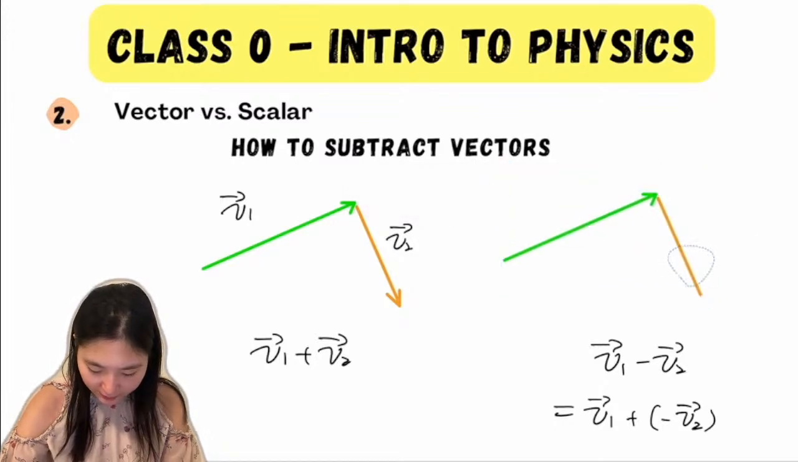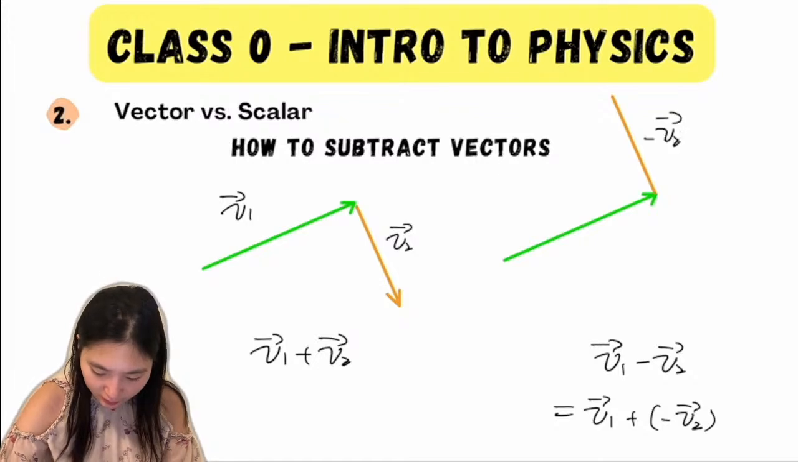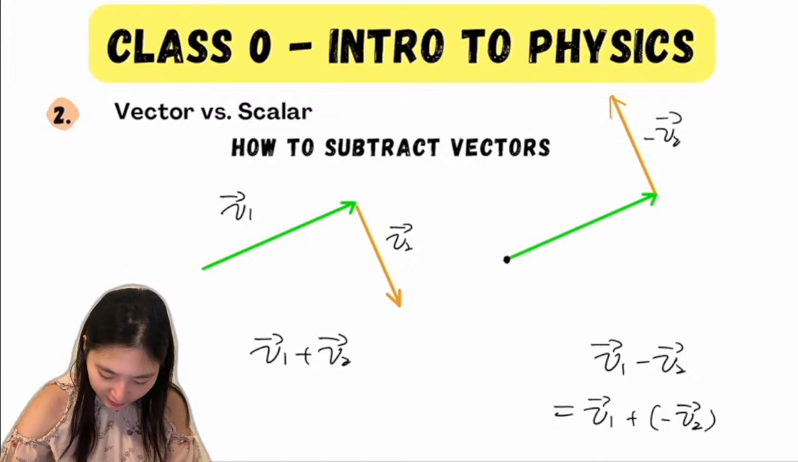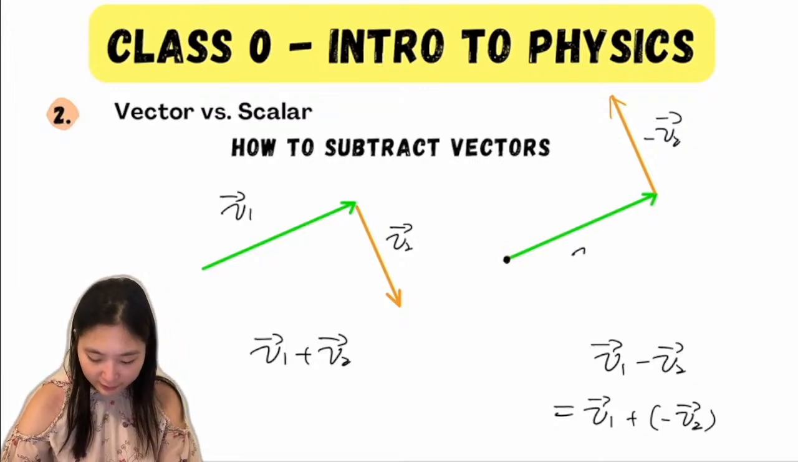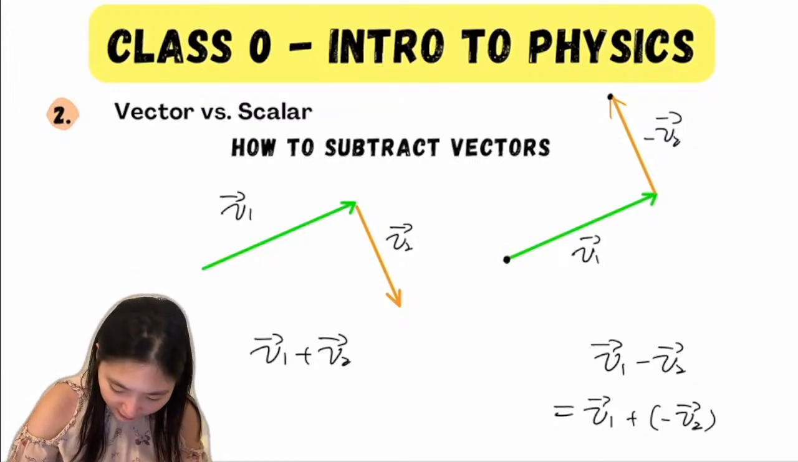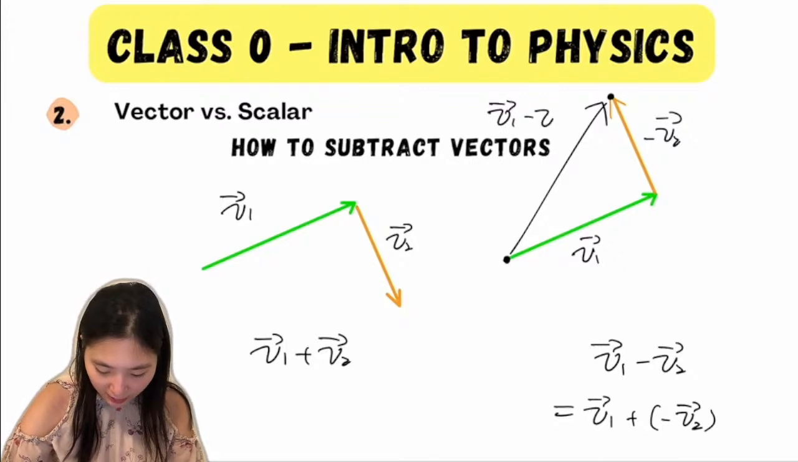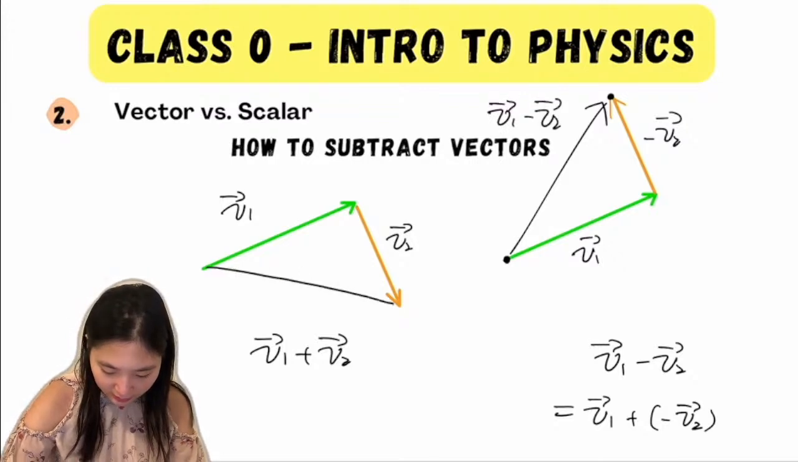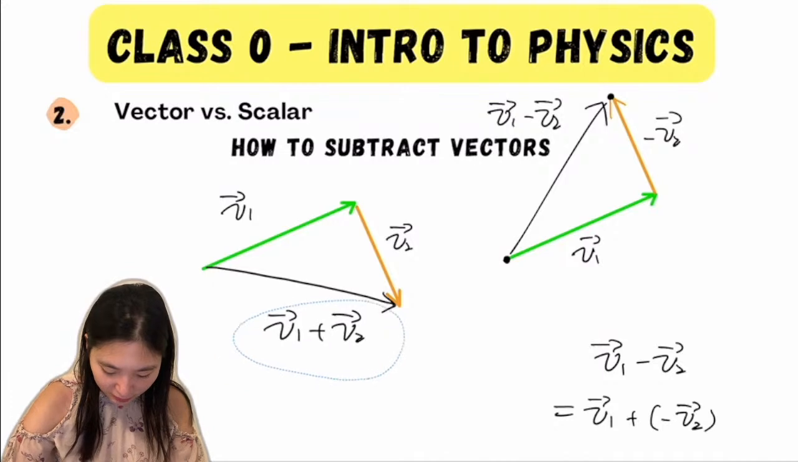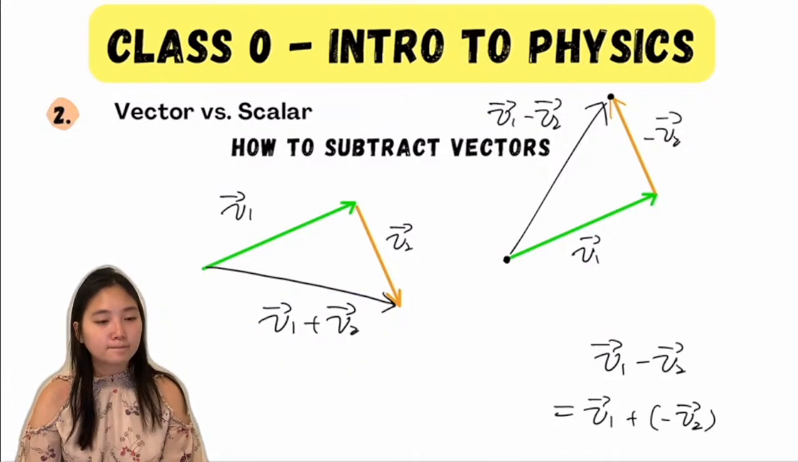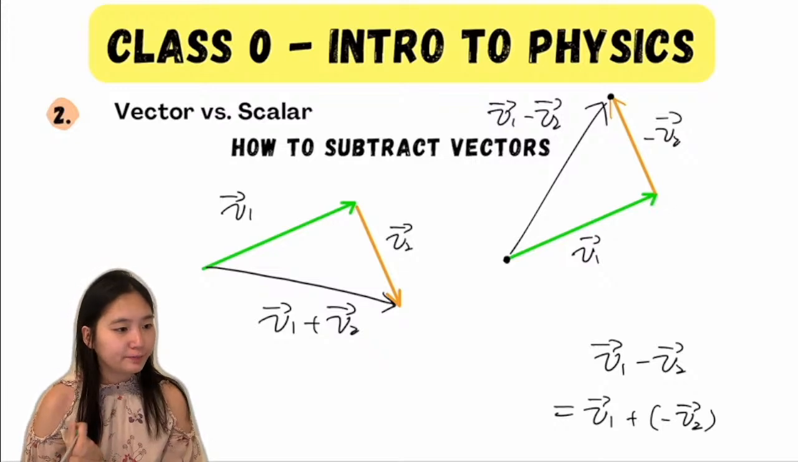Okay, so this is vector 1, and this should be the negative vector 2, pointing in the opposite direction. So now I'm going to start from the tail of vector 1 and the tip of the negative vector 2 and connect them with a straight line. And then it becomes vector 1 minus vector 2. This is vector 1 plus vector 2. This is how we do the subtraction of the two vectors.